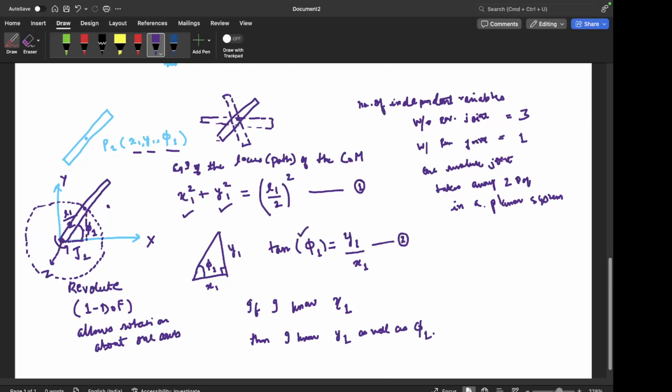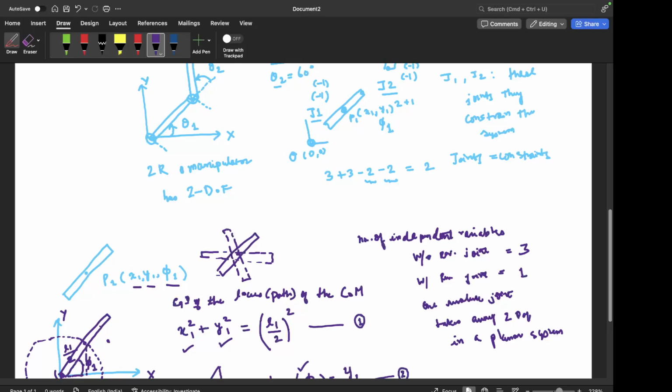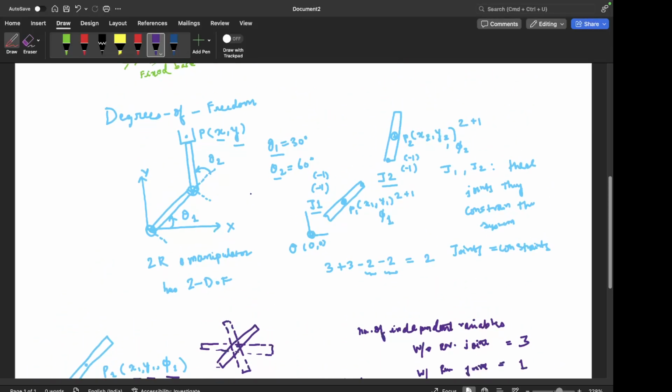Now you can understand that a similar kind of argument can be given when we study the joint between link 1 and link 2. There also similar constraints can be written. So two of the variables of the second link also can be described in terms of only one. So that's what I mentioned here, that the first joint takes away 2 degrees of freedom, and the second joint takes away 2 degrees of freedom.